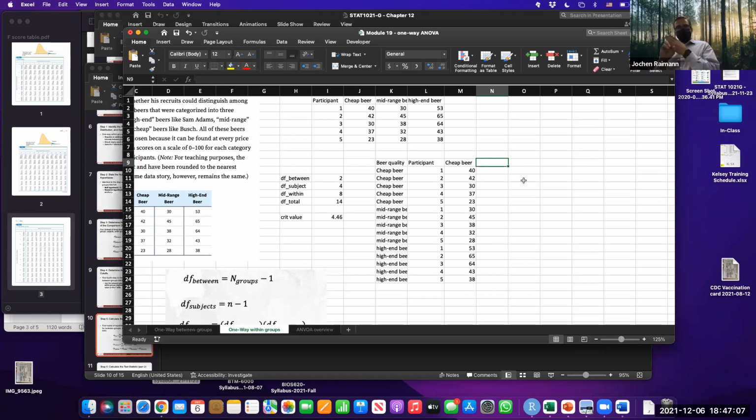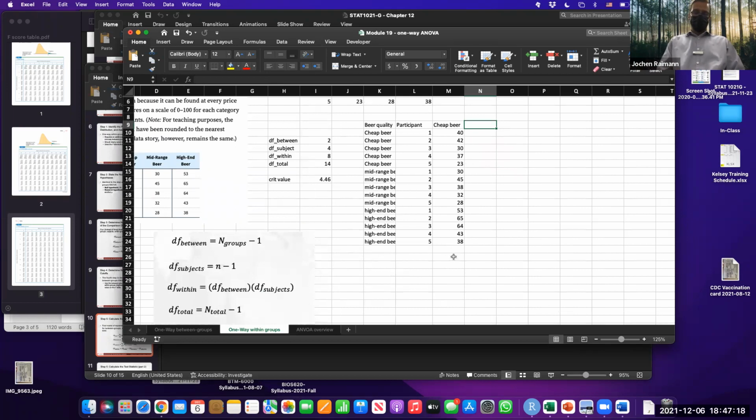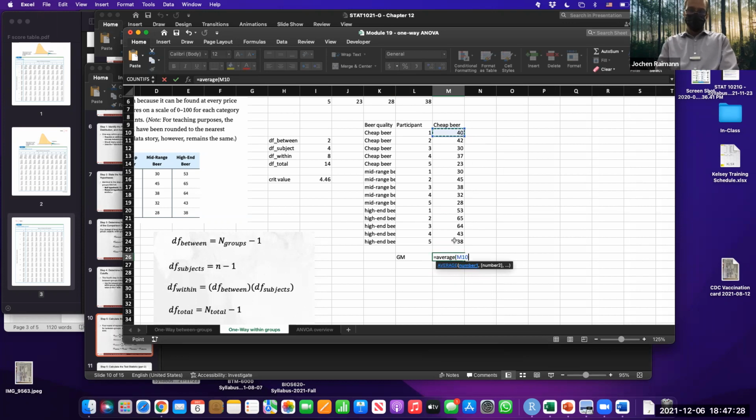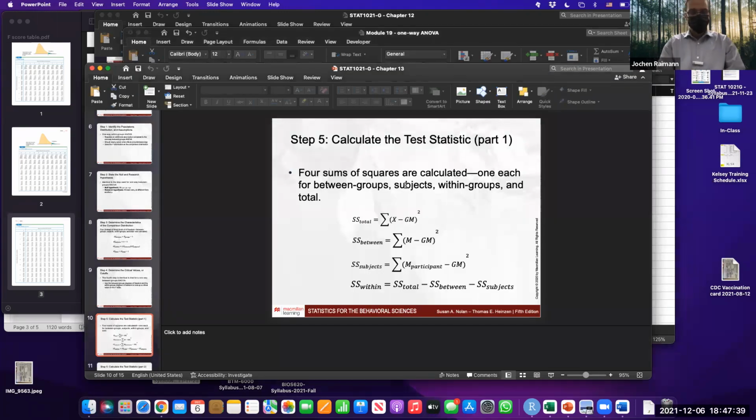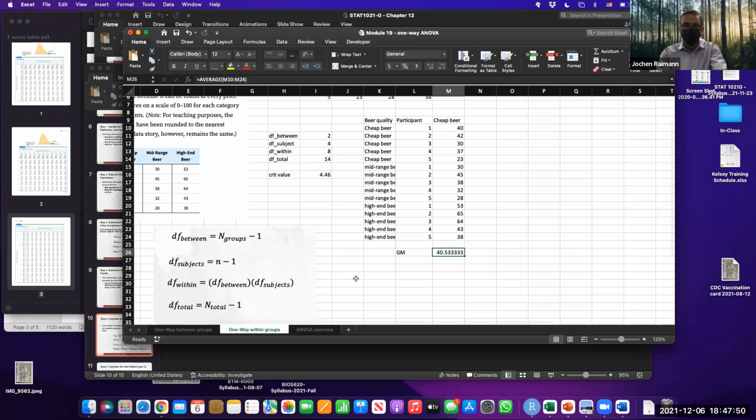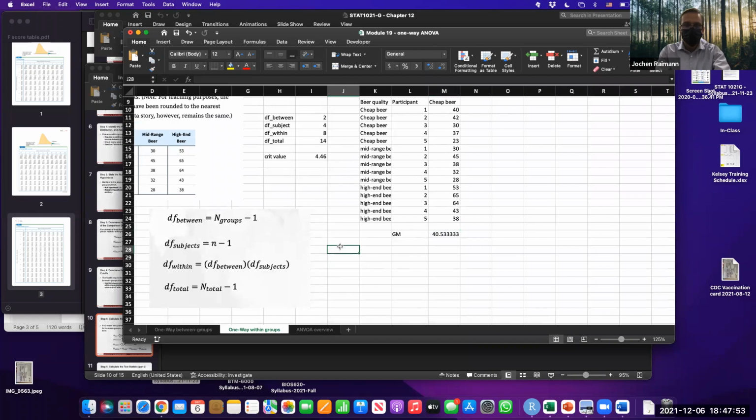Okay, so we need sum of squares. We need sum of squares total, within, subject, and between. First of all, we always need a grand mean. The grand mean is easily calculated: it is the average of all these entries. That's simple. So we have here our grand mean, and this is the basis of everything. Let's go back to this calculation. Let's copy this over so we don't have to go back and forth. So now let's bring it here. Yeah, that's good.